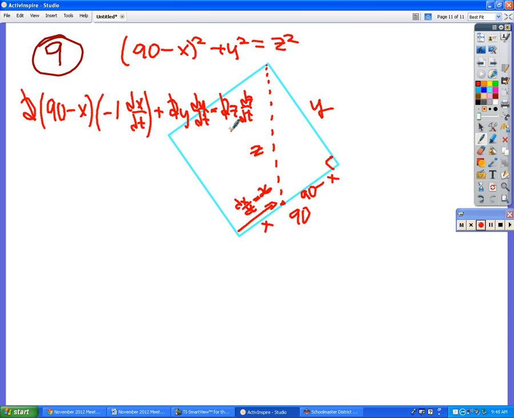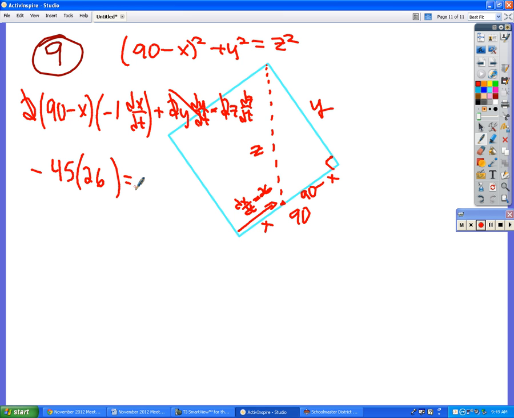What else? What's dy/dt? We don't have that on our screen anywhere. Zero, because the distance between first and second base isn't changing, so that whole thing cancels. And then now we can put in the 45 for x. So 90 minus 45 is 45. I'm thinking that is negative 45. dx/dt is 26.